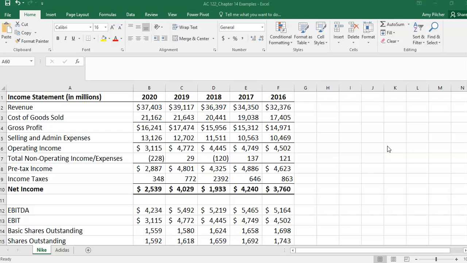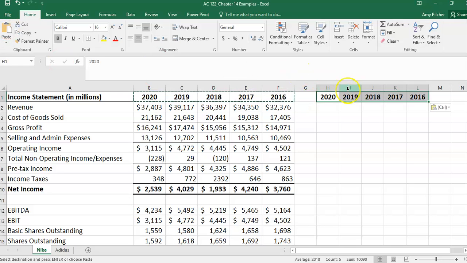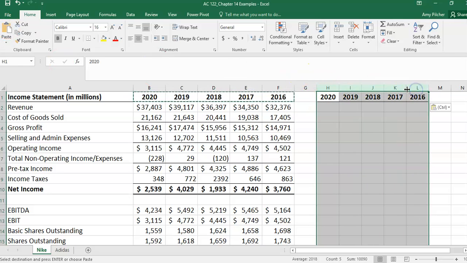We have 3 different types of financial statement analysis, which are the horizontal analysis or trend analysis, vertical analysis, which is also called a common size financial statement, and financial ratio analysis. So the first example that we're going to do is the trend analysis or horizontal analysis. So we'll just take this over to the side here.